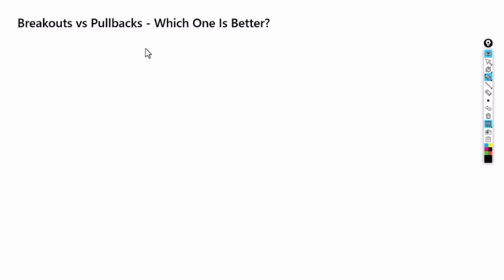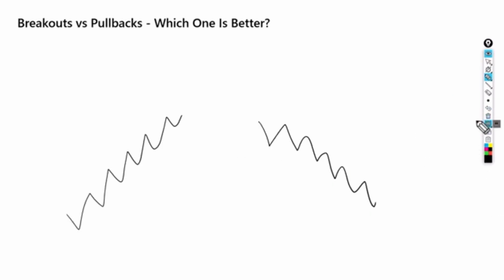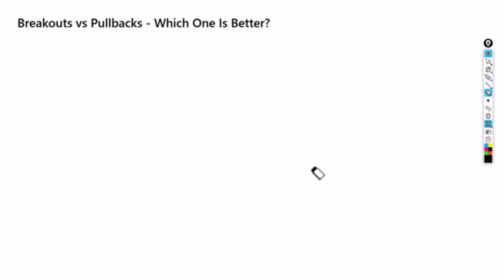The anatomy of a trending market is characterized by the formation of higher highs and higher lows, which would look something like this in an uptrending market, or the formation of lower lows and lower highs, which would look something like this in a downtrending market. Now let's quickly clean this up. So what do I mean by higher highs and higher lows?